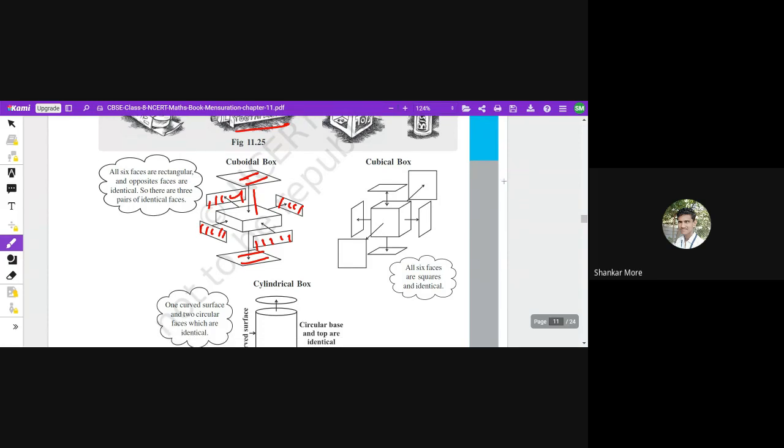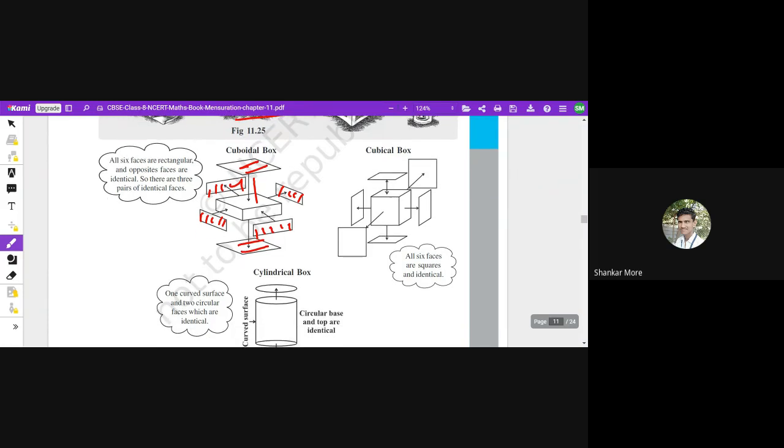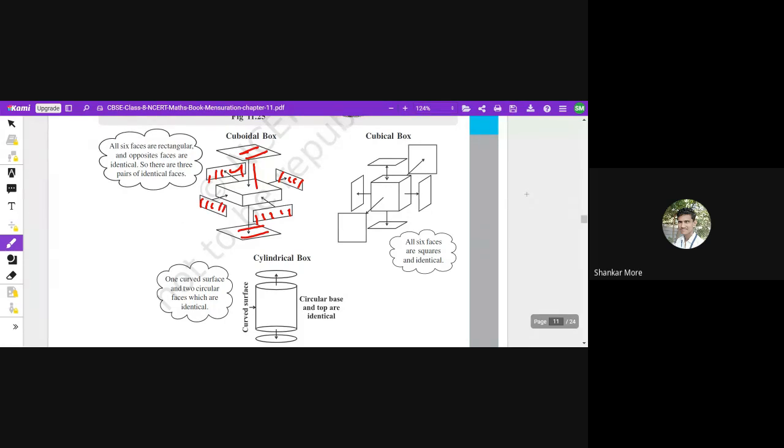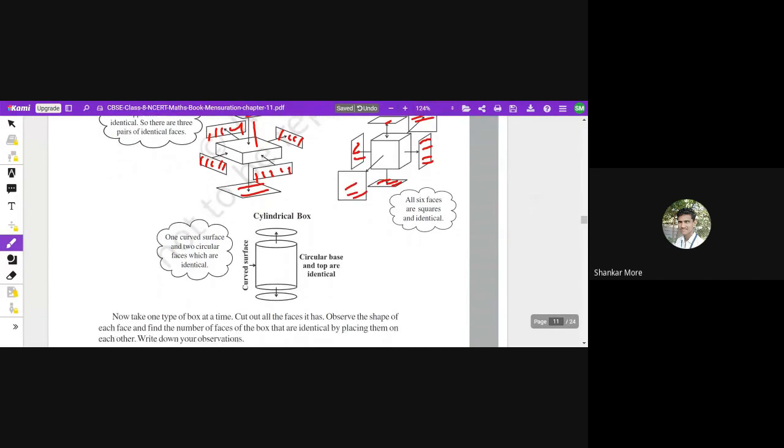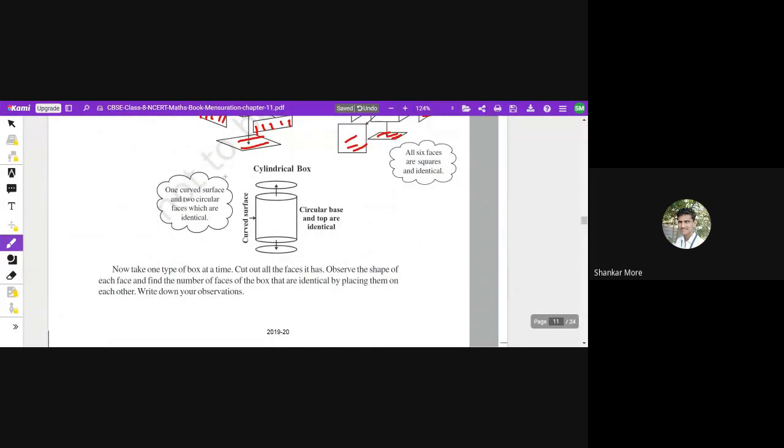If you see the cubical box, it has all six faces identical. All the faces are identical, right? So this is the same as this, this, this, and this one. These six faces are similar and identical. So that is a cubical box. If you open up a cylindrical box, if you have any, you will see the upper face and the lower face will be identical, and the middle portion is a curved surface, right? So the circular base and top are identical.